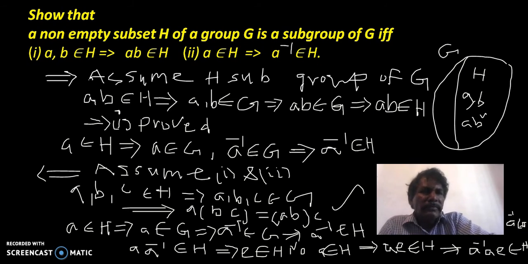And thus we can prove that H is a group. If A, B belong to H implies AB belongs to H, and if A belongs to H, A inverse also belongs to H, then H is a subgroup. And conversely, if H is a subgroup, these two conditions hold. So this way we can prove this particular theorem.